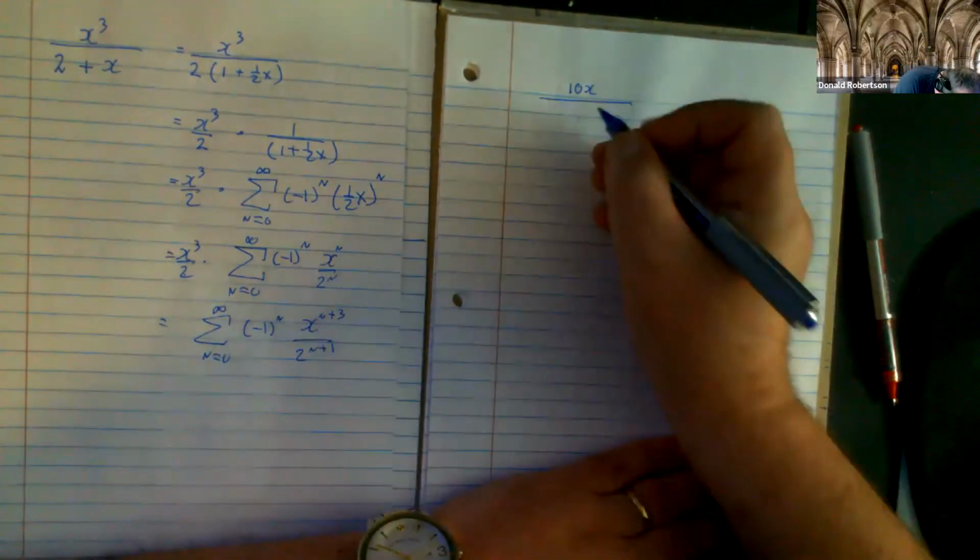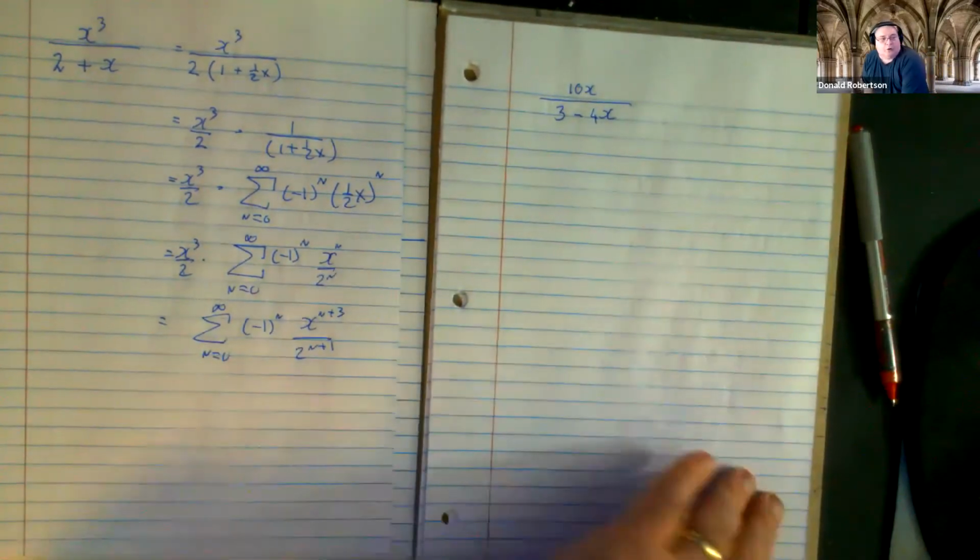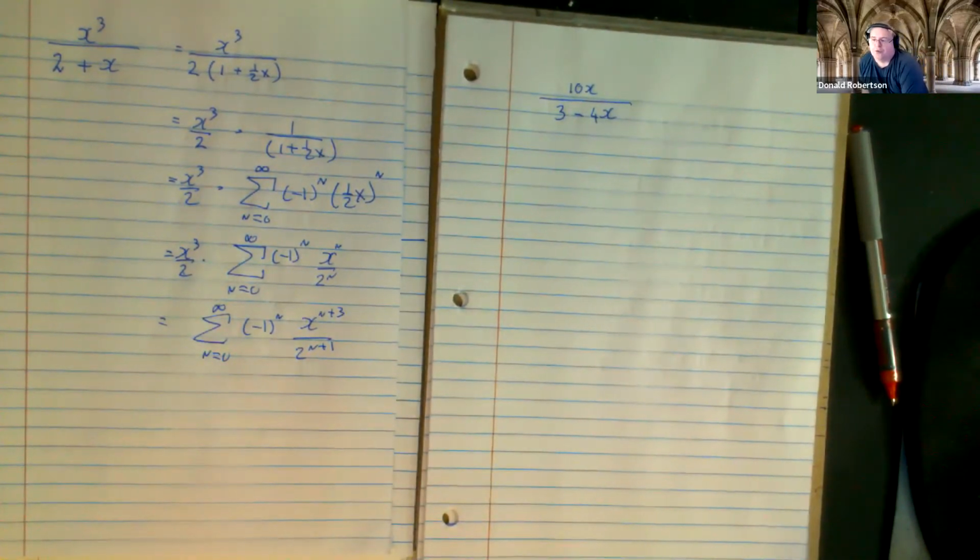It's going to be my last one of this type, so obviously I'm going to have to make it messy. Might not look particularly ugly, but this one's probably the ugliest one that we've done. 10x on the top, 3 take away 4x in the bottom. Right? And that guy eventually is going to be a power series.